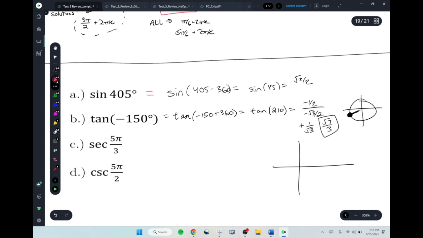5 pi over 3. Here's 1 pi over 3, here's 2 pi over 3, here's 3 pi over 3, here's 4 pi over 3, there's 5 pi over 3. Secant is 1 over the cosine of 5 pi over 3. What's the cosine of 5 pi over 3 based on that angle I just drew? Looks like negative root 3 over 2. Flip it. You get negative root 2 over 3.